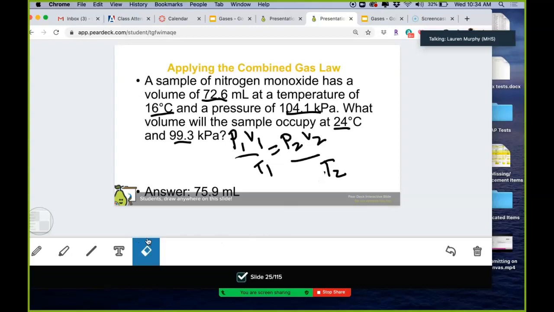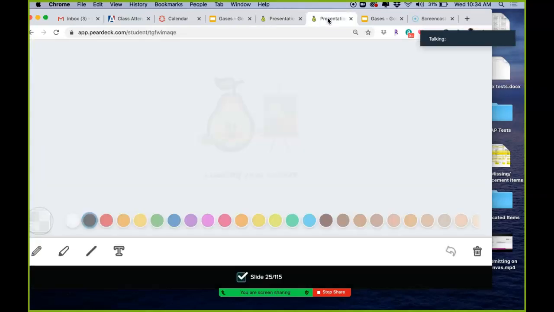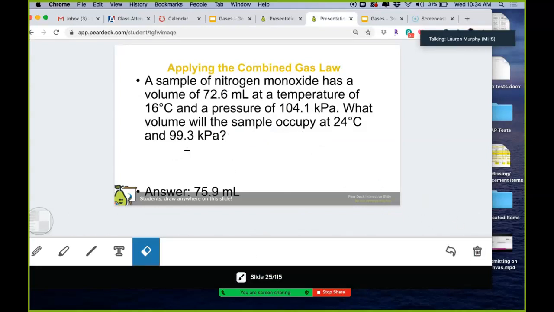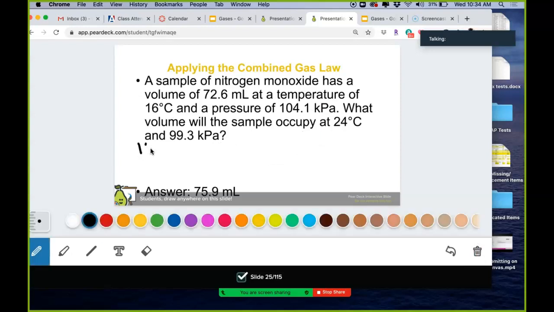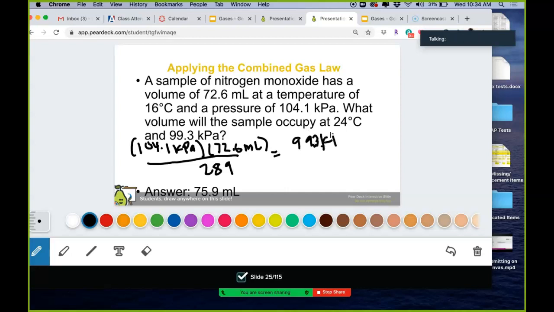And I'm going to use all of these variables. Okay, so I'm going to erase this and then plug everything in. P1, my first pressure, is 104.1 kilopascals. My V1, my volume, is 72.6 milliliters. P1 V1 over T1. T1 is 16 plus 273, so that's 289. Equals P2, my new pressure, is 99.3 kilopascals. V2 is my unknown. And my new temperature is 24 Celsius, which I'm not allowed to plug in. That's 297. Oops, this is Kelvin. Kelvin.